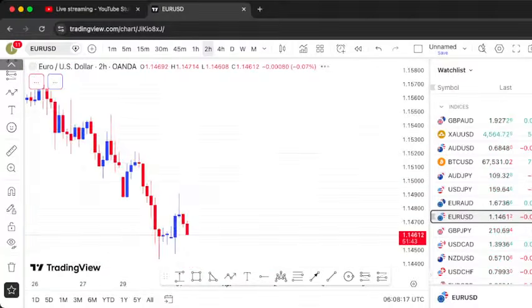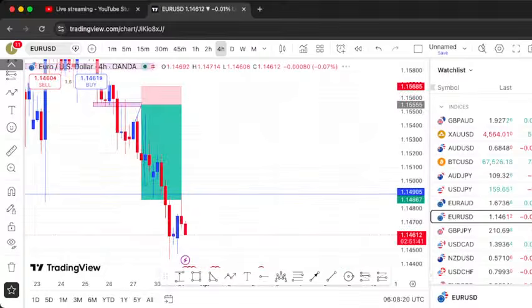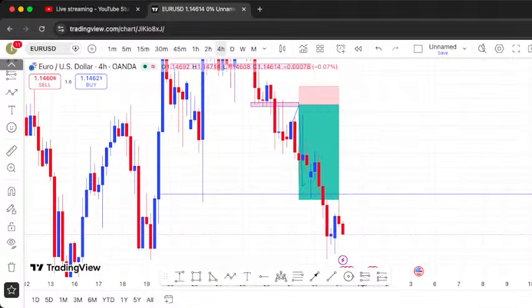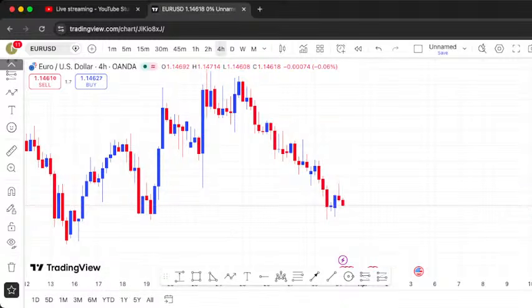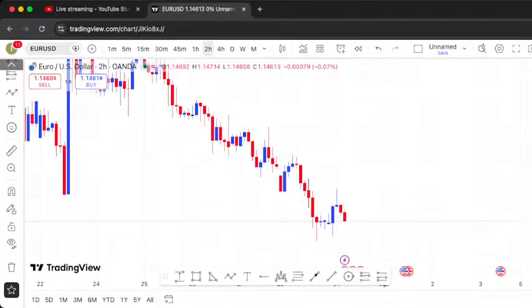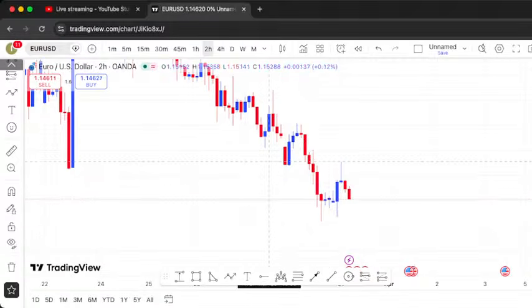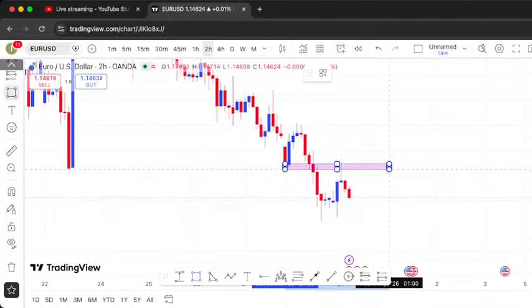Euro/USD. This market has been bearish. It has been dropping for some time, moving very well, creating lower lows and lower highs. Let's zoom in more to get more clarity, because you can see whenever the market breaks a structure, the market always pulls back to the level where it broke the structure. Come up.